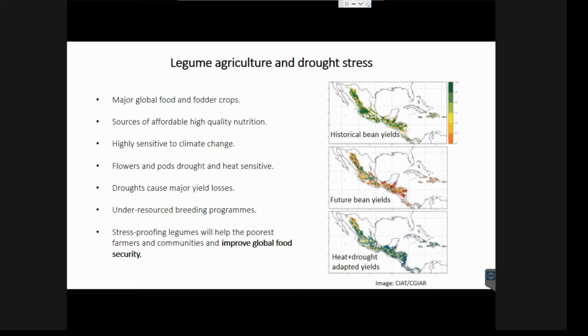And this year has been particularly bad. As I'm sure you know, the rainy season was very long in coming, and it's had massive yield impacts, especially in the north, where a lot of bean growers are.